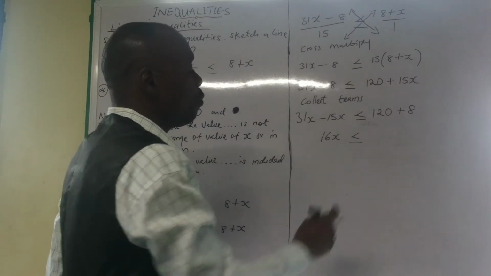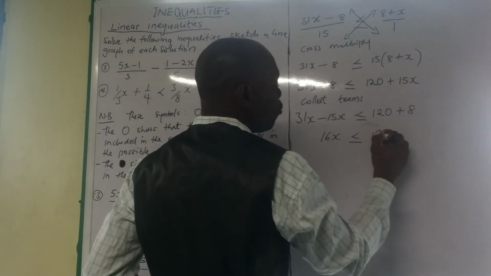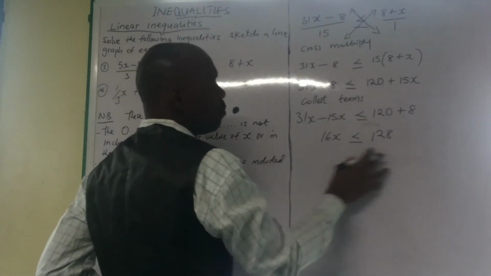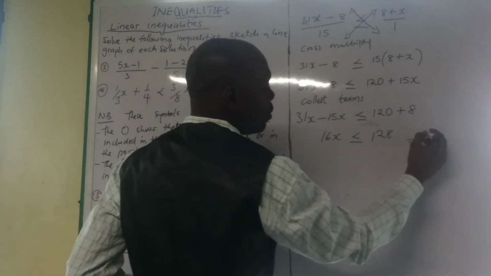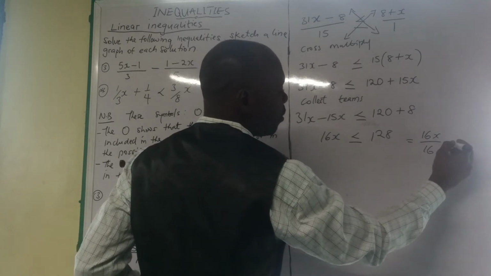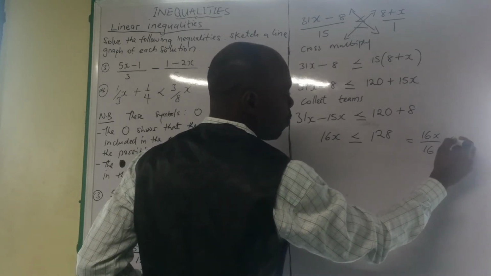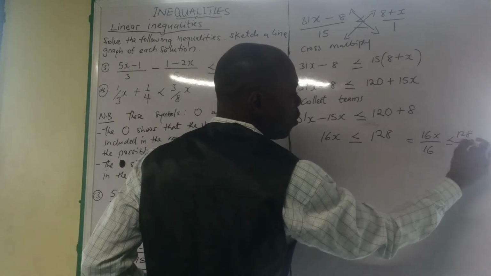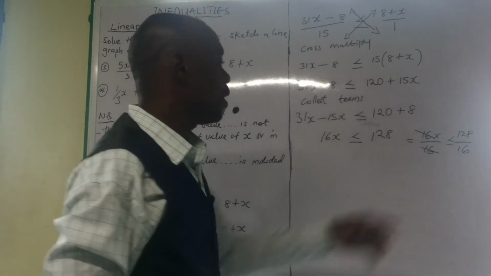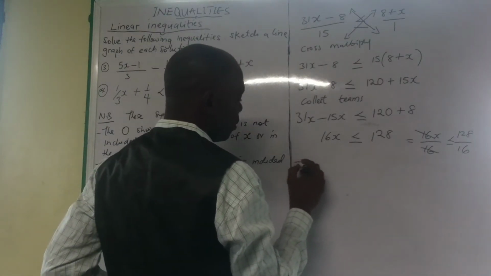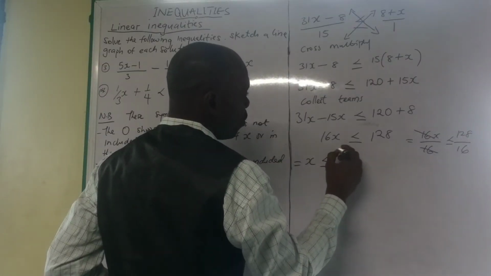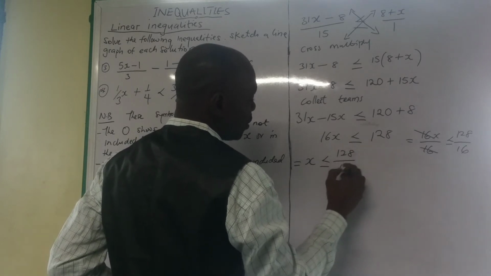Less than or equal to, when you add these ones together, it will give you 128. So let's now divide both sides by 16. 16x all over 16, less than or equal to 128 all over 16. So you divide this one with this. So x is less than or equal to 128 all over 16.